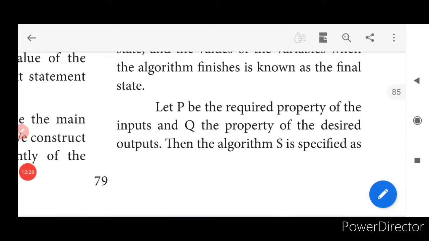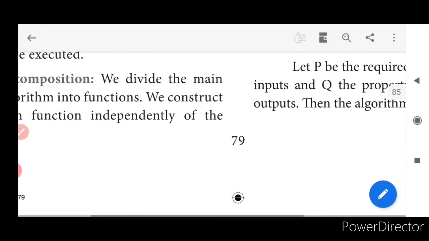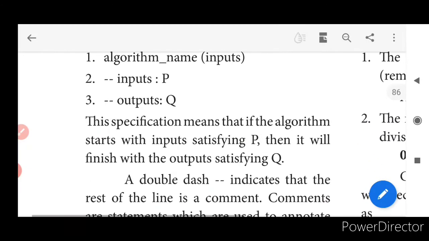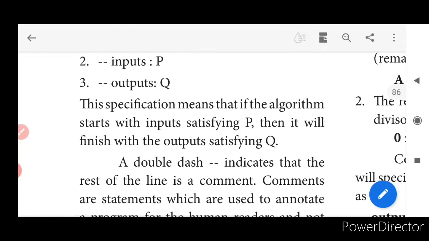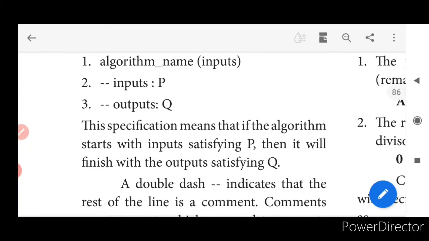Able to follow, kids? Let us take P as the required property of inputs, Q as the property of desired outputs. Now let us take S as specified by the algorithm name, inputs, outputs. Fine. Actually this double dash, why do we use this? This actually indicates the rest of the line is a comment. This double dash represents that it is a comment.